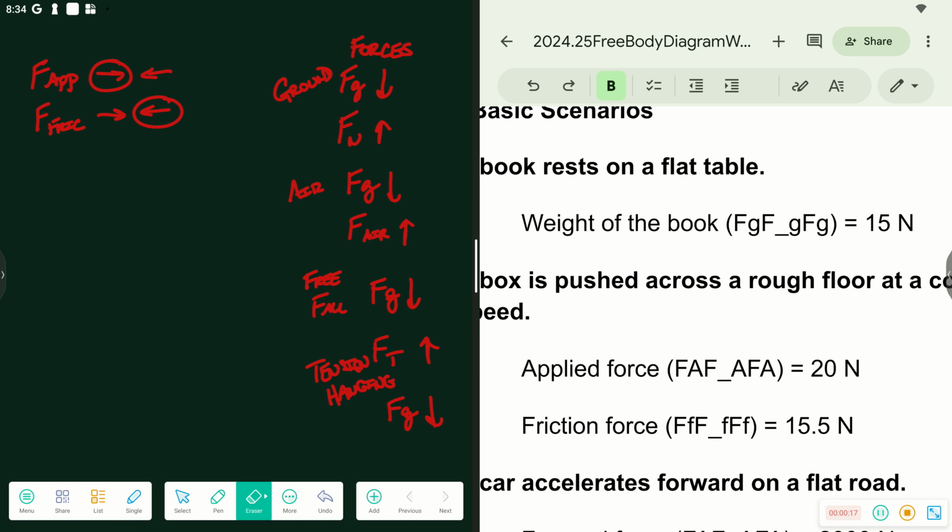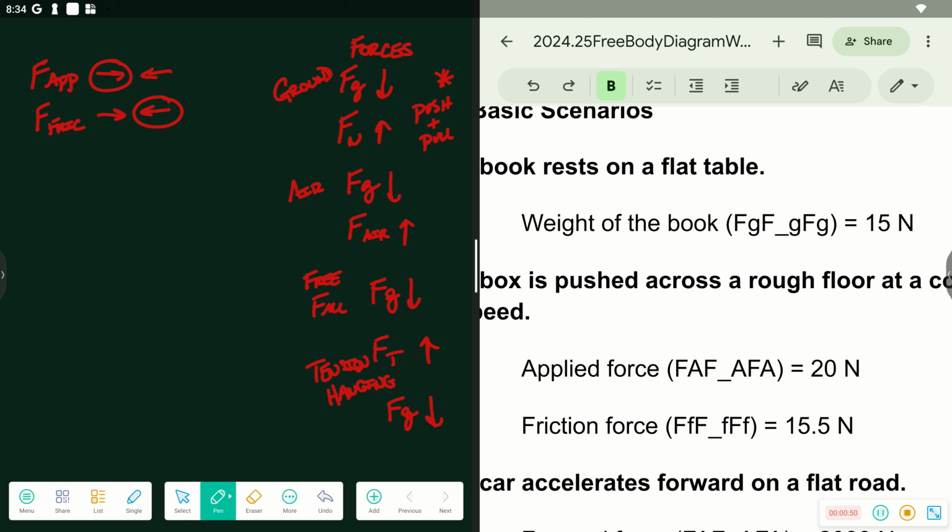You can see I have here on the board forces that are going to act up and down. If something is on the ground, you're going to have the force normal pushing up against it and the force of gravity pulling it down, right? Remember, push and pull, push and pull. Those are equal and opposite reactions. That's the third rule, right? Equal and opposite reactions when we talk about forces.